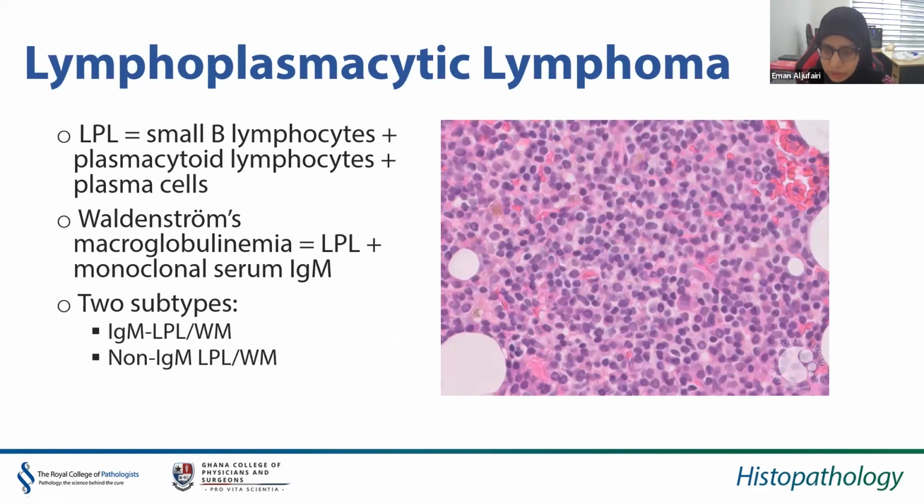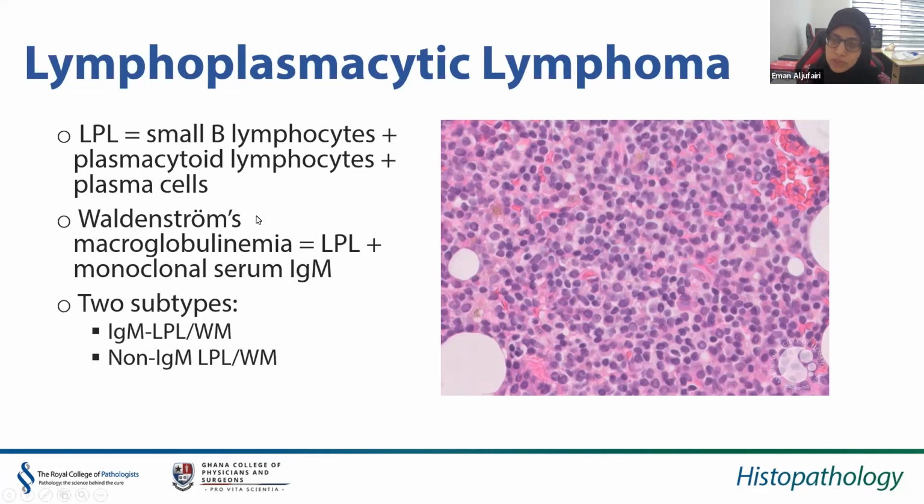So we start with lymphoplasmacytic lymphoma. As is known to all, lymphoplasmacytic lymphoma is usually a heterogeneous group. You usually see small B lymphocytes, plasmacytoid lymphocytes, as well as plasma cells. It mostly involves the bone marrow, but it also involves extranodal sites and lymph nodes. When it comes with hypergammaglobulinemia of IgM, that's what we call Waldenstrom macroglobulinemia.